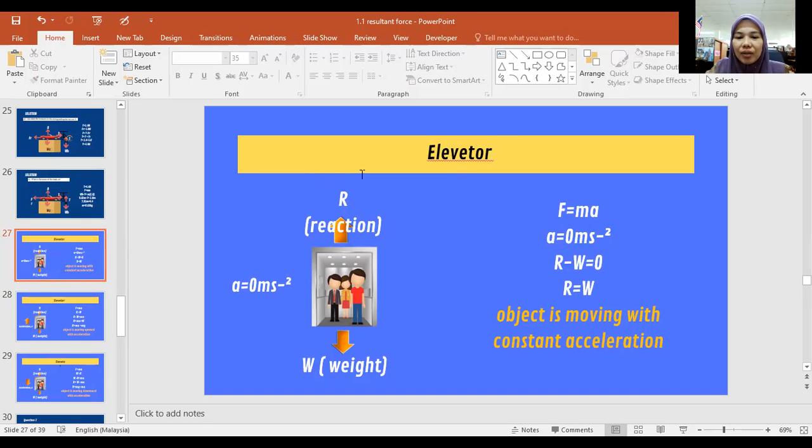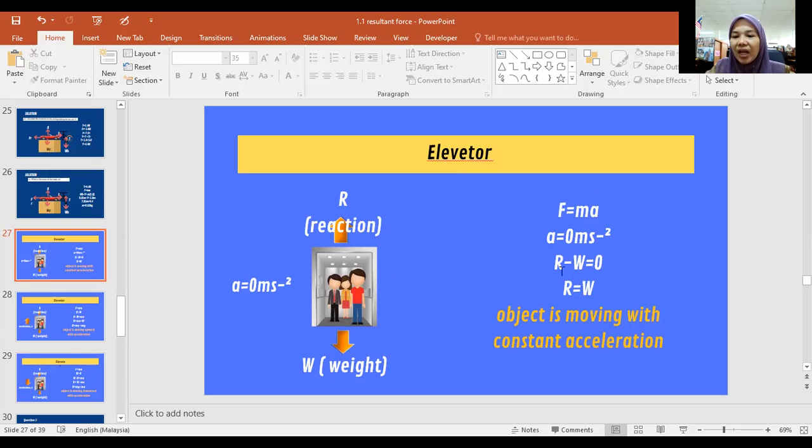We have two types of force here, reaction and also weight. As we all know, an elevator only moves upward and downward. We don't have an elevator that moves side to side. So we only consider the vertical forces: reaction and weight. When the acceleration is equal to 0, from the formula F is equal to ma, F is equal to 0.